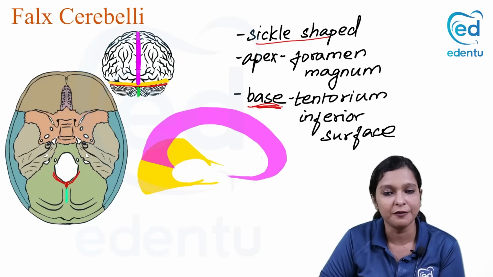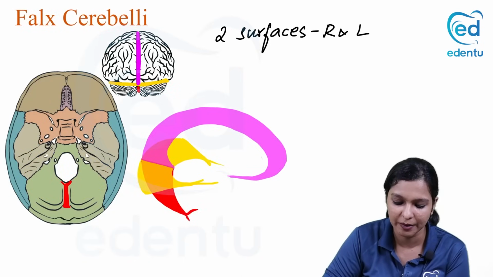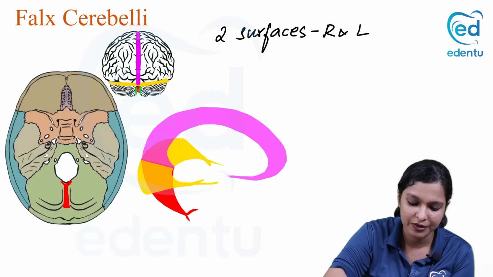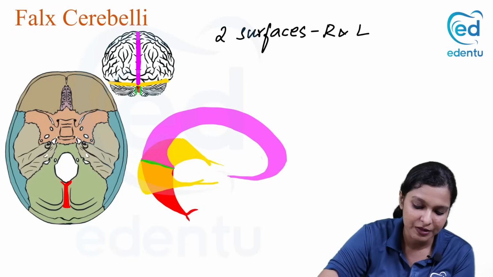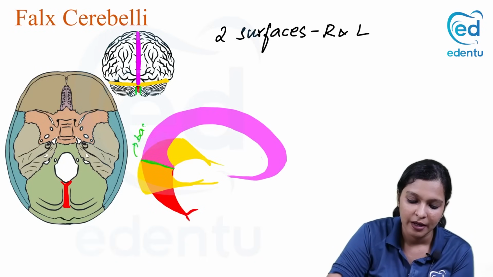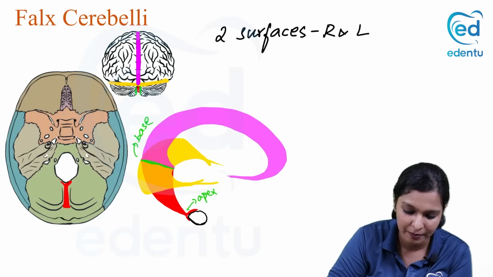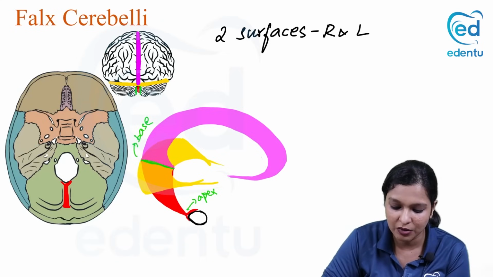And what are the two surfaces of this falx cerebelli? The red one is the falx cerebelli. There are two surfaces present, the right and the left surface. So you can see that it is attached to the inferior surface of the tentorium. This is the base, and this is the apex that splits into two and goes on either side of the foramen magnum. This is the foramen magnum. And it has two surfaces, right and left.